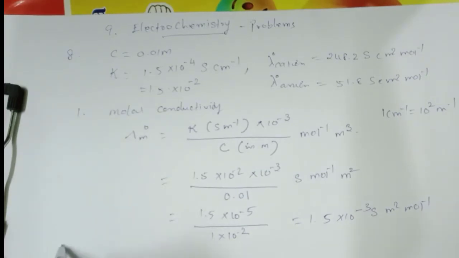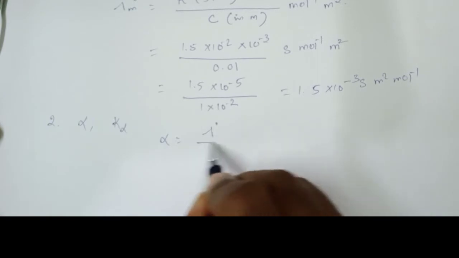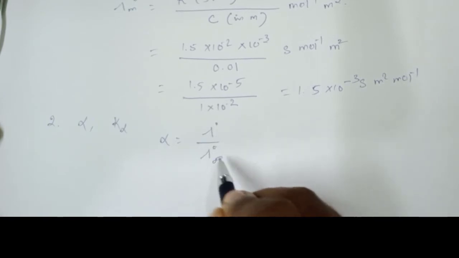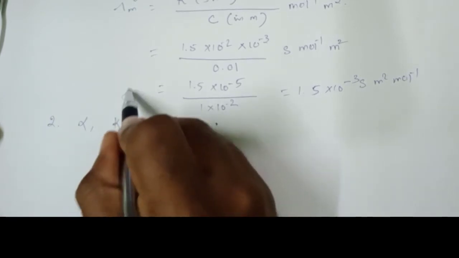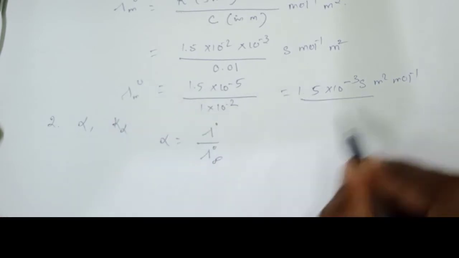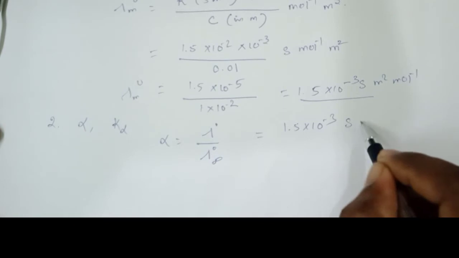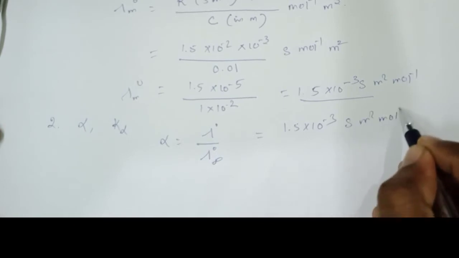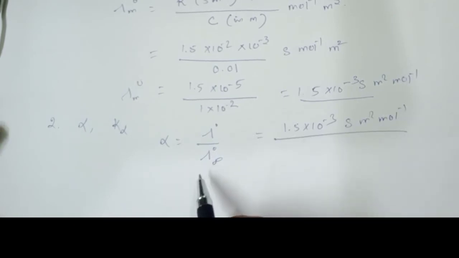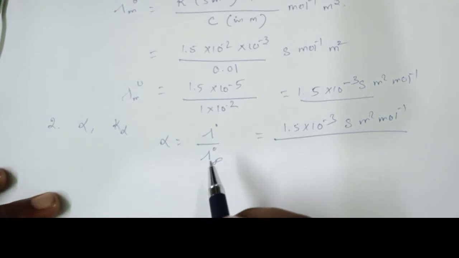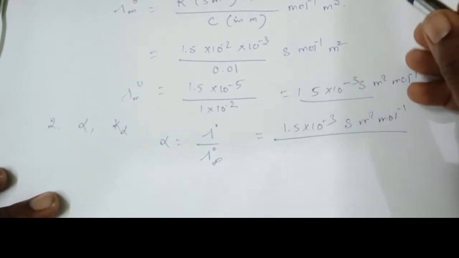The next one is degree of dissociation alpha and dissociation constant K alpha. The formula for degree of dissociation alpha is lambda m divided by lambda m naught at infinite dilution. This lambda m is what we calculated already, so we can substitute it: 1.5 into 10 power minus 3 Siemens meter square mole inverse divided by the lambda infinite dilution value. It is not given directly, so for that the two values are given.